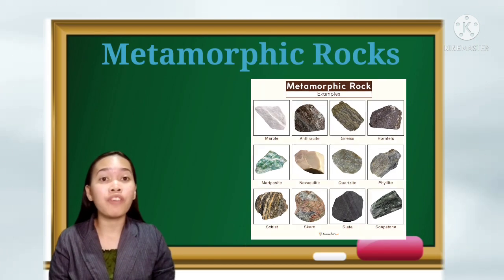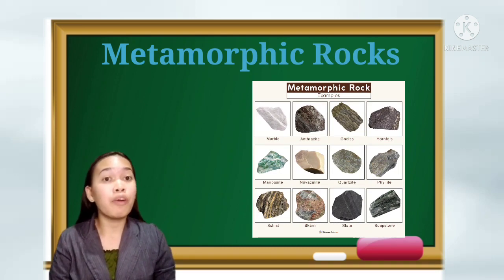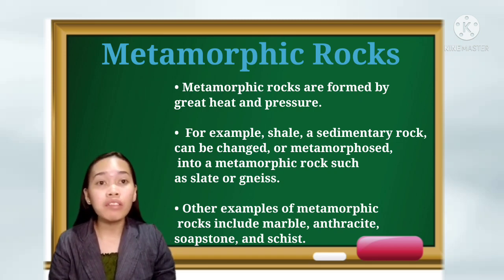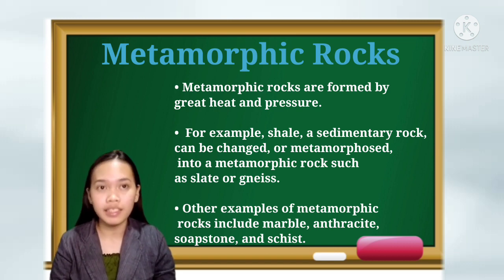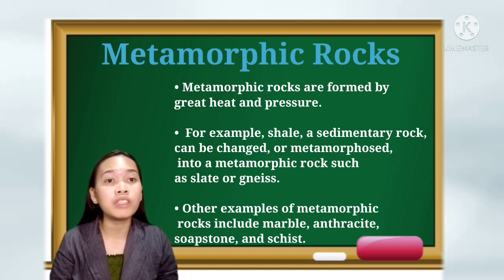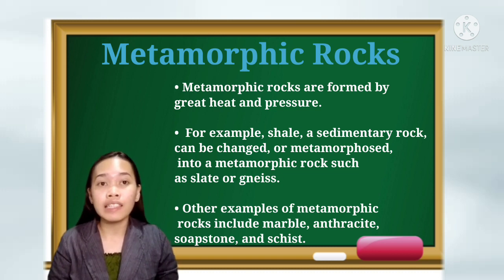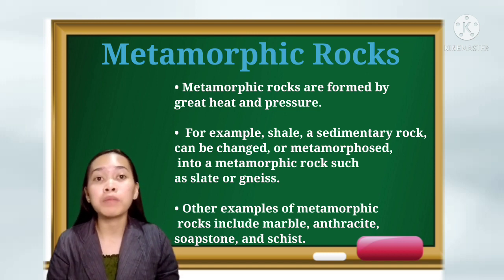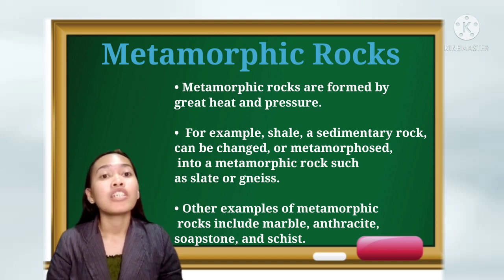Next major type of rocks is metamorphic rocks. Metamorphic rocks are formed by great heat and pressure. They are generally found inside the Earth's crust where there is enough heat and pressure to form the rocks. Also, metamorphic rocks are often made from other types of rocks. For example, shale, a sedimentary rock, can be changed or metamorphosed into a metamorphic rock such as slate or gneiss. Other examples of metamorphic rocks include marble, anthracite, soapstone, and schist.